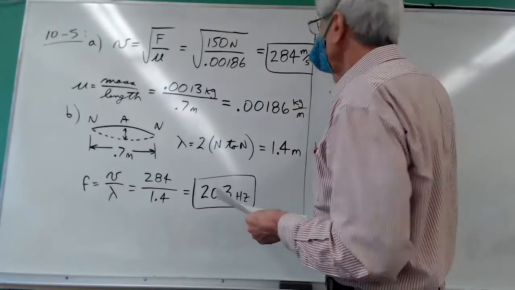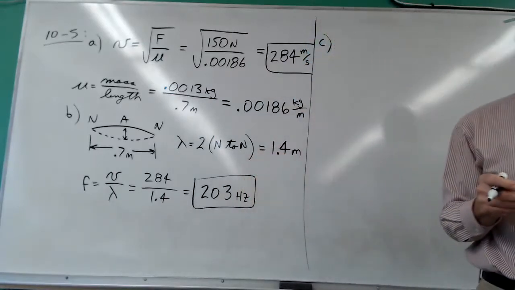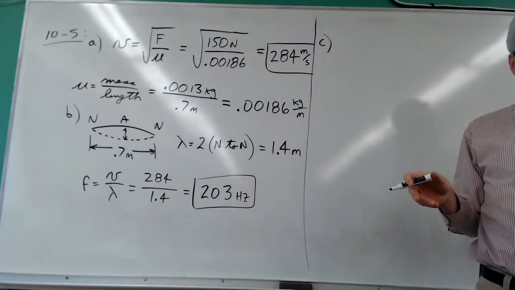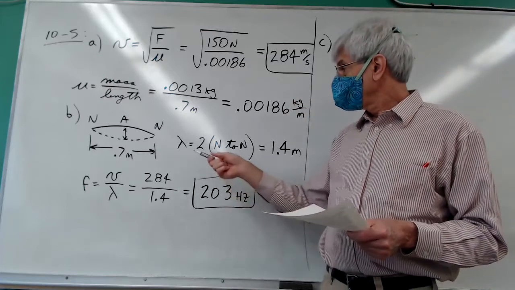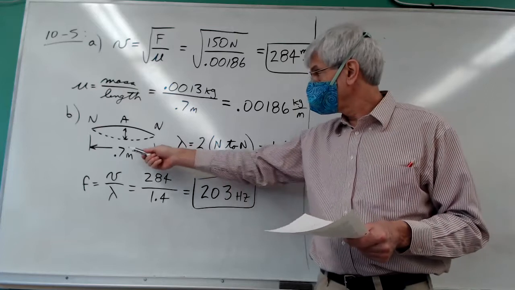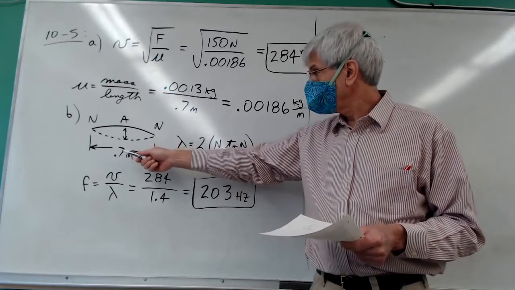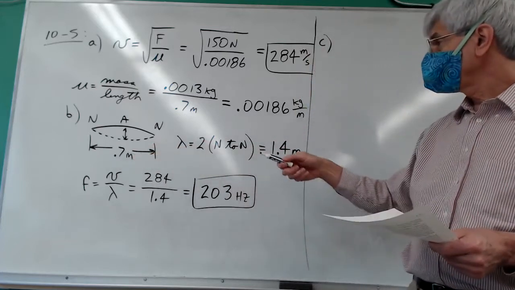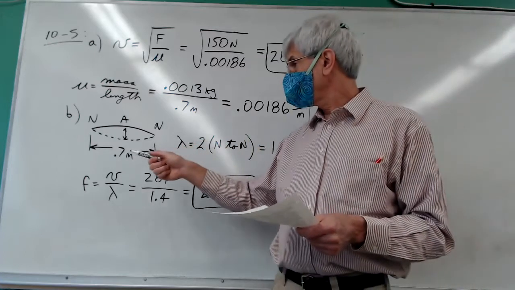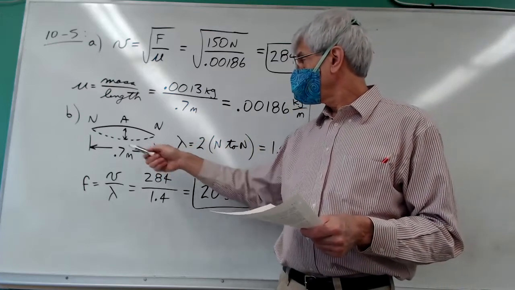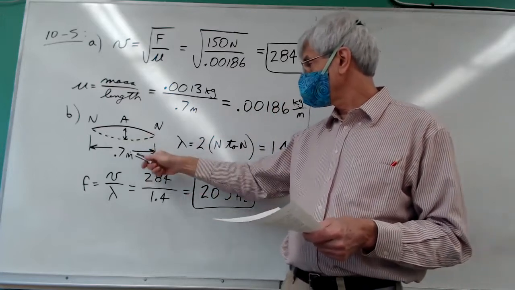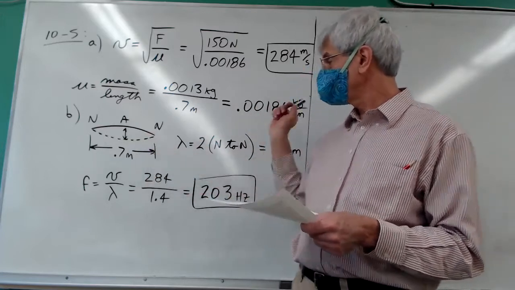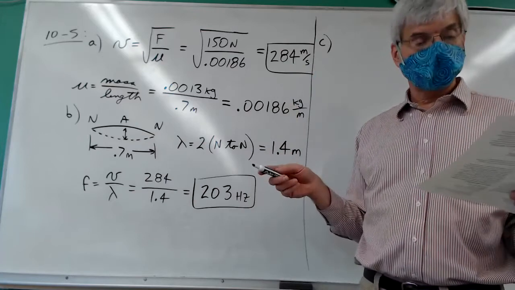And then part C, well, you could go through it the long way, the way that I did number 4, where for the second harmonic, the wavelength would be 0.7 meters. For the third one, you divide this by 3 and then multiply by 2. For the fourth one, you divide this by 4 and then multiply by, that'll give you the right answer.